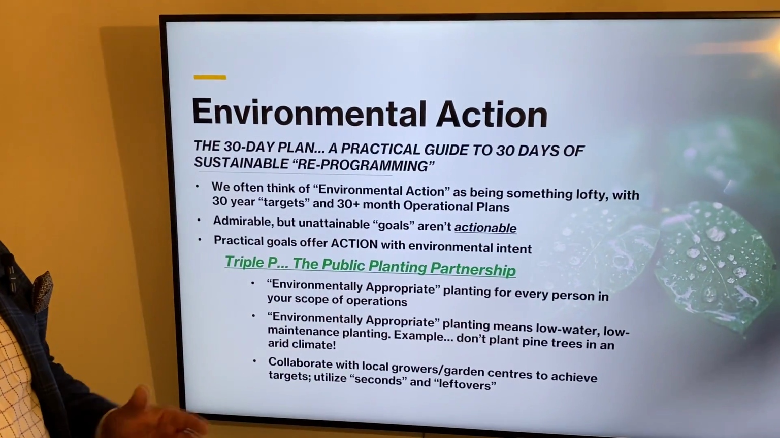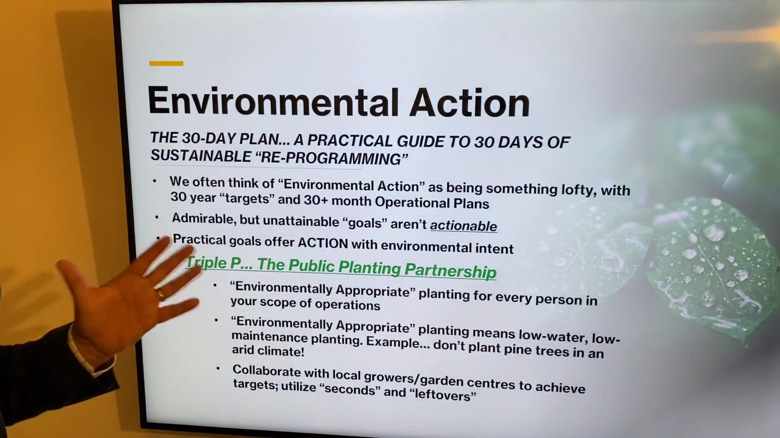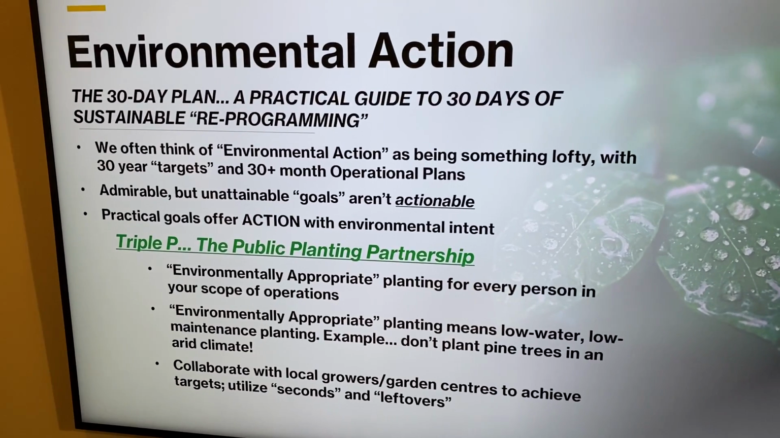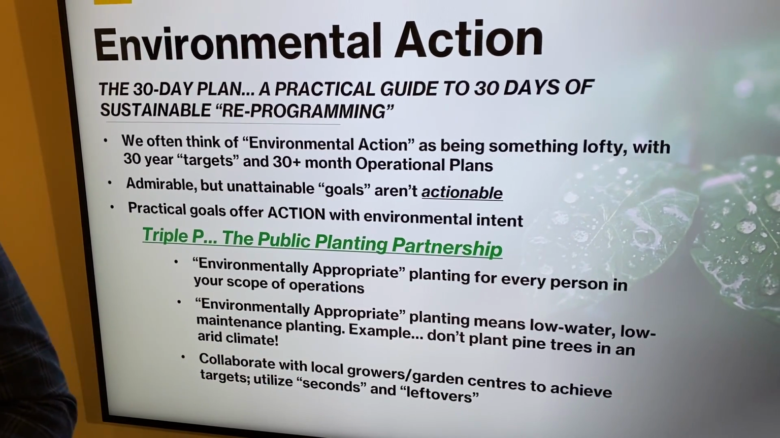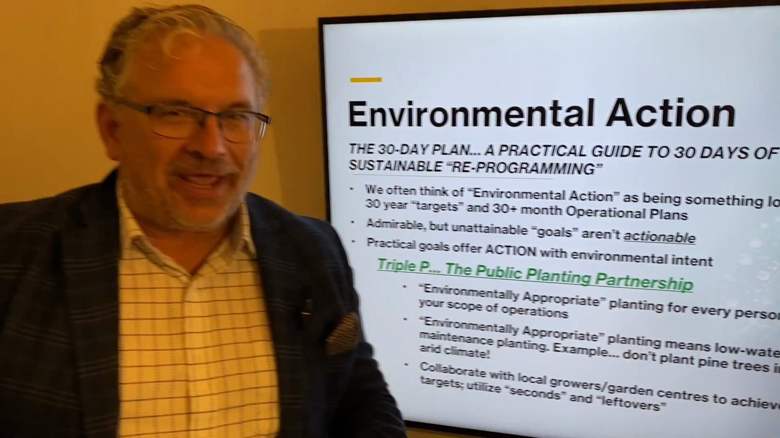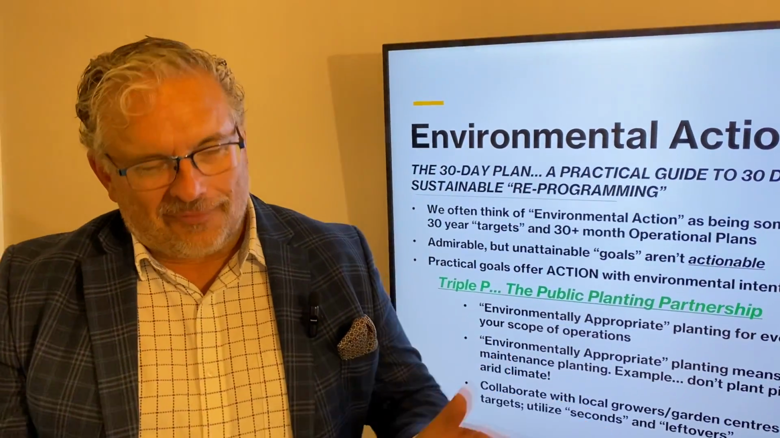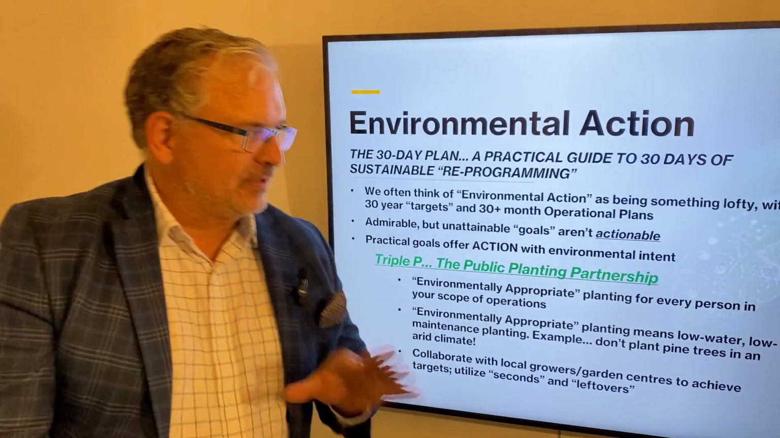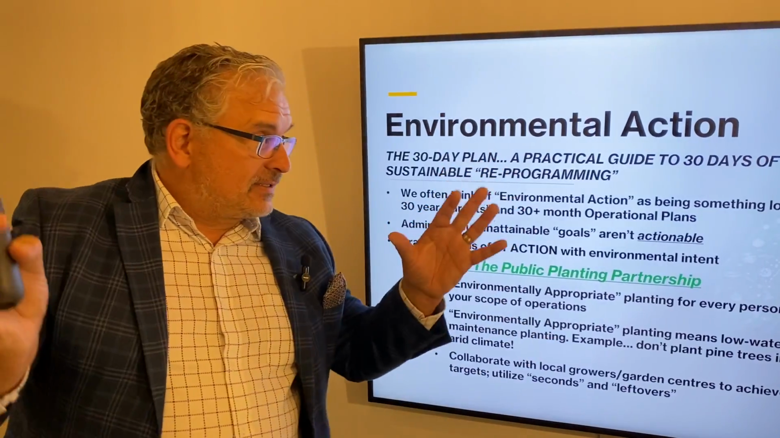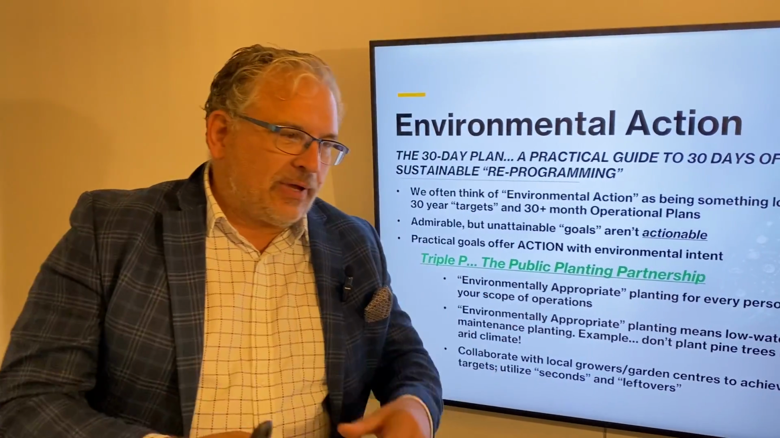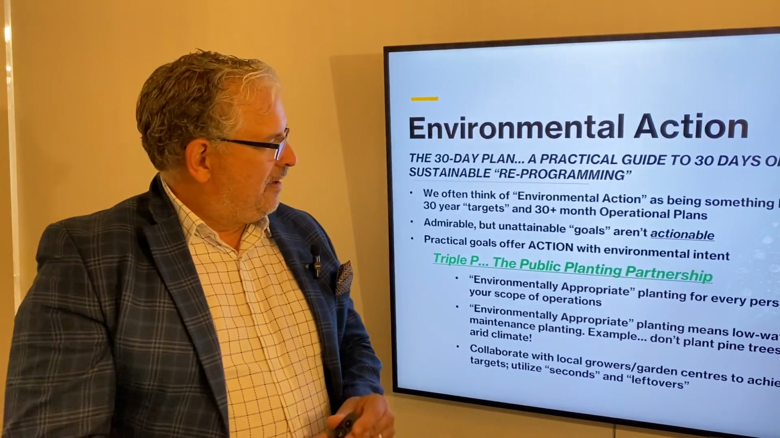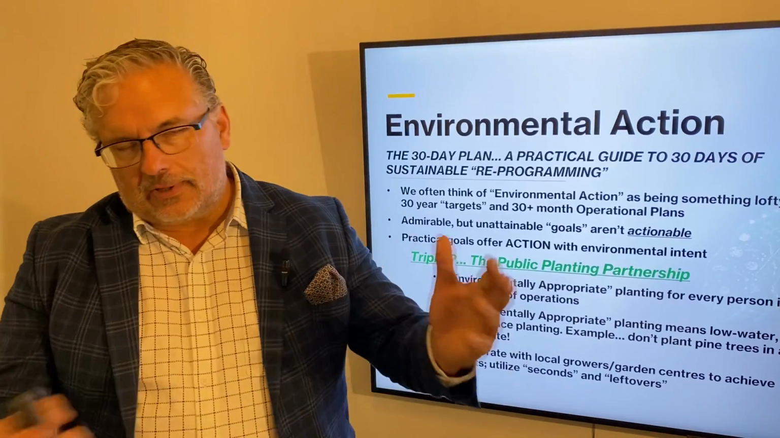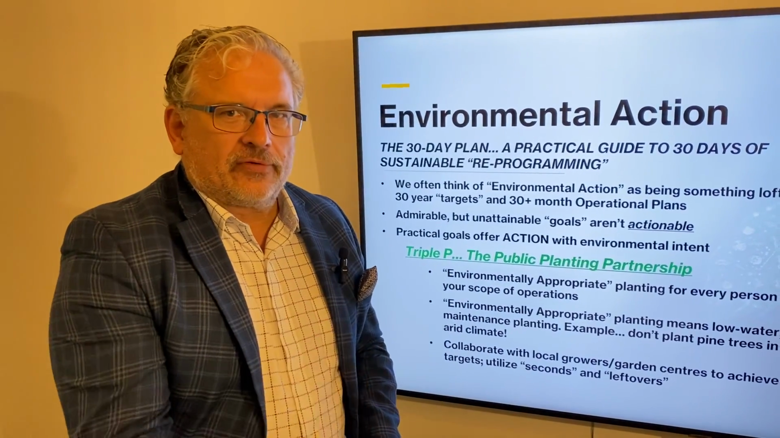Okay, so let's talk about environmental action in terms of, like I say, the 30-day plan, a practical guide to 30 days of sustainable reprogramming. Now, obviously, we want to make sure it lasts longer than 30 days. That's helpful, but won't be long-term helpful. But again, we often think about environmental action as something very lofty, and that's good, right? It is. Absolutely, we have to dream big, as they say. But the 30-year targets and the 30-month operational plans, all these are important. We're not thinking in terms of 30 days.